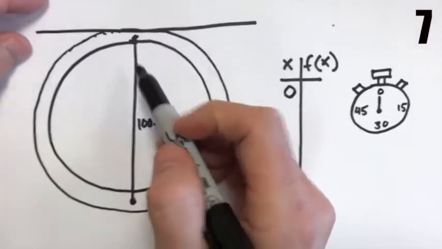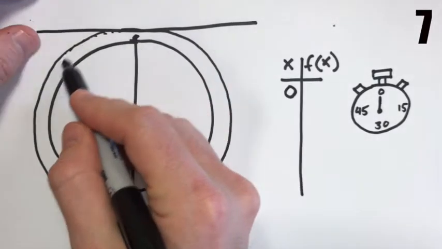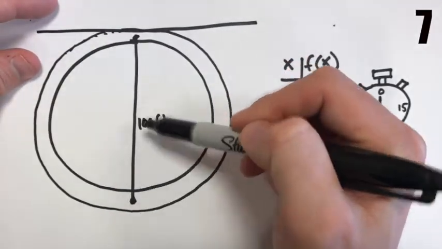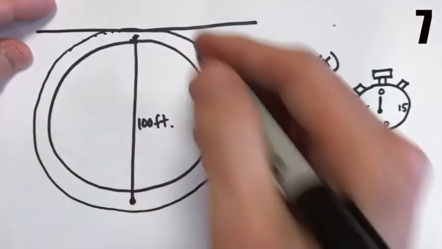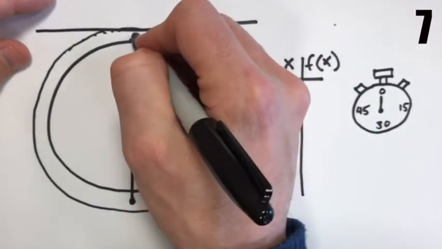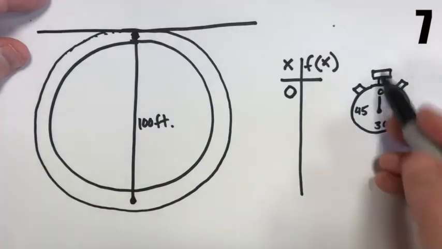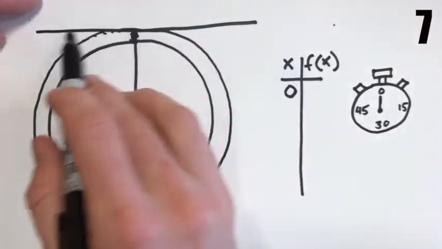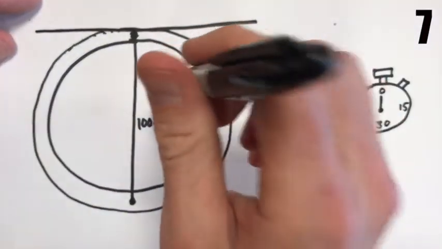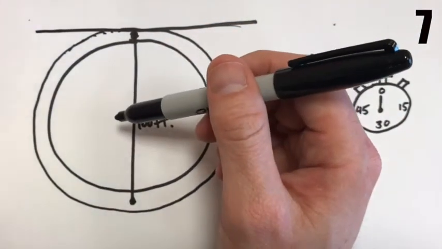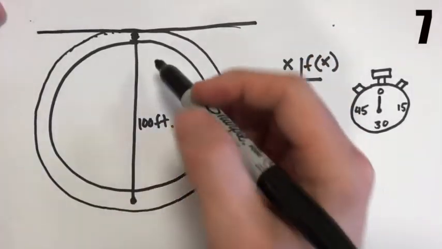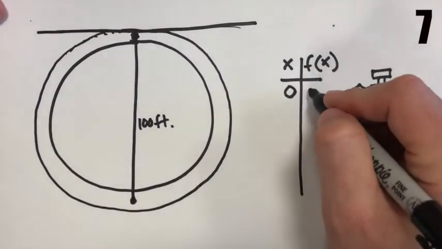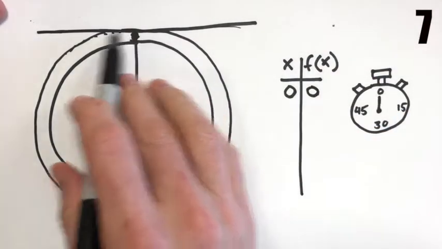Okay, in this situation, we've got a man who's going to be running around a circular track whose diameter is 100 feet. We're going to let x equal the time in seconds. We're going to start a stopwatch when they start running. And f of x is going to equal the person's distance from this wall here. So we're looking at this from above, like a bird's eye view, at their distance away from this wall. So after 0 seconds, the person is 0 feet away from that wall.